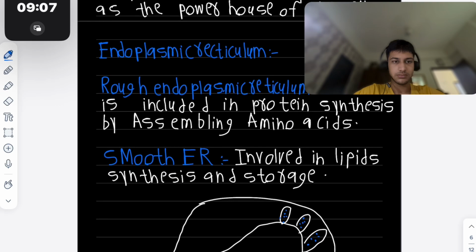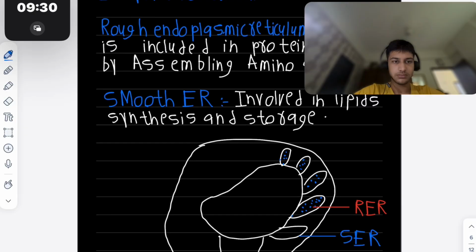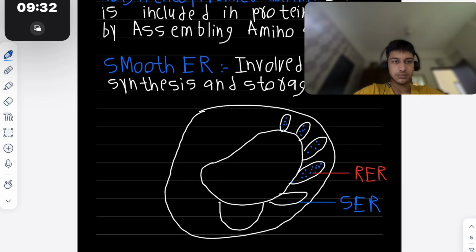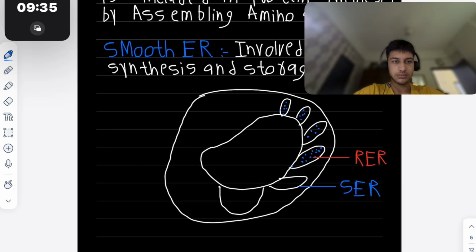Alright, so now we're going to talk about the functions of the endoplasmic reticulum. The rough endoplasmic reticulum is involved in protein synthesis by assembling amino acids. Then we have the smooth endoplasmic reticulum, which is involved in lipid synthesis and storage.